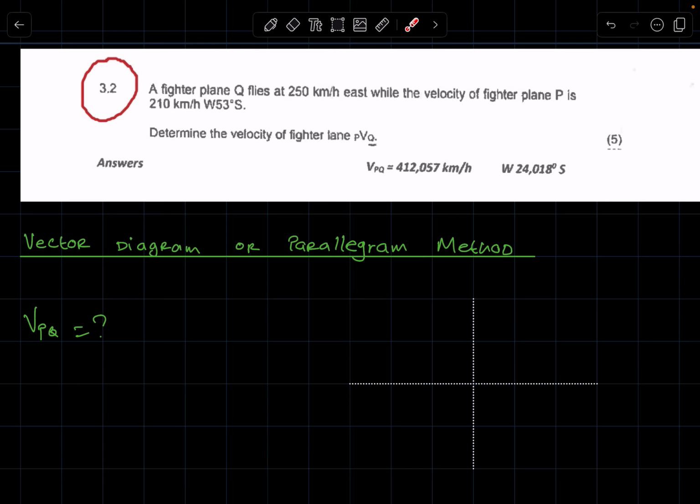If you look at both of our vectors, this one is 250, this one is 210. The easiest way of looking at this is by simply dividing the vectors by 100. If you divide both vectors by 100, here you get 2,5 and here you get 2,1. So essentially 2,5 centimeters is going to represent 250 kilometers per hour, and 2,1 centimeters is going to represent 210 kilometers per hour. But 2,5 and 2,1 are too small.